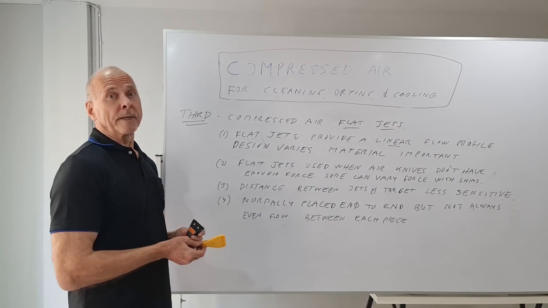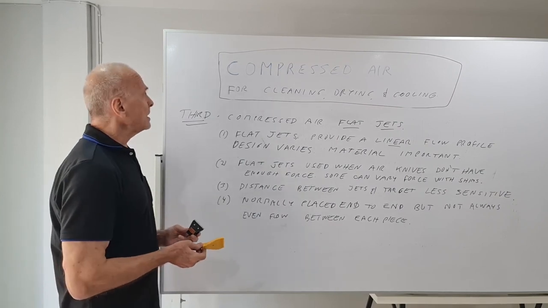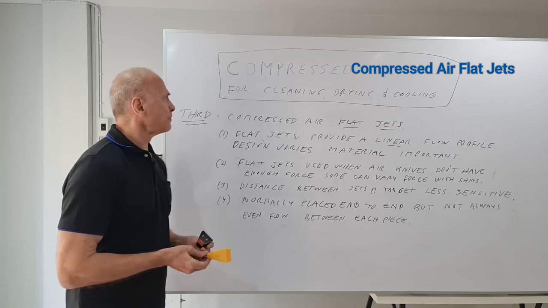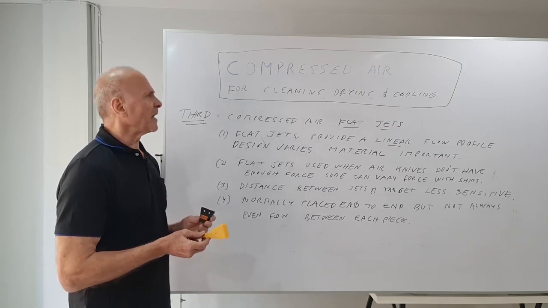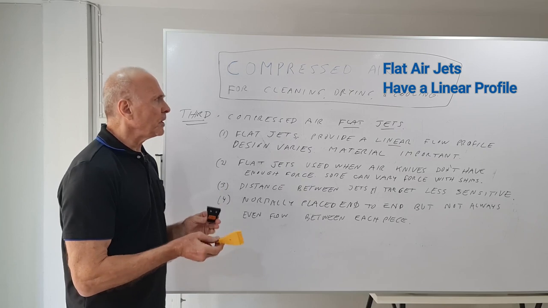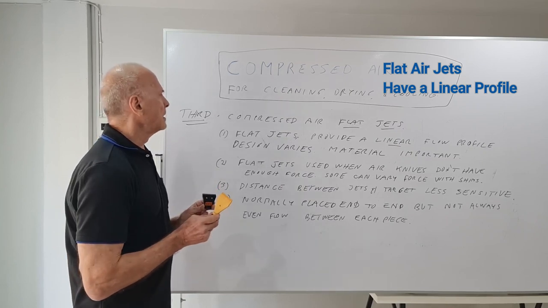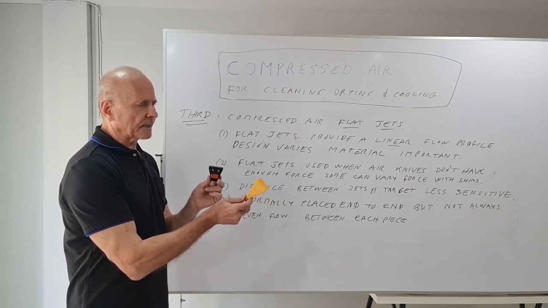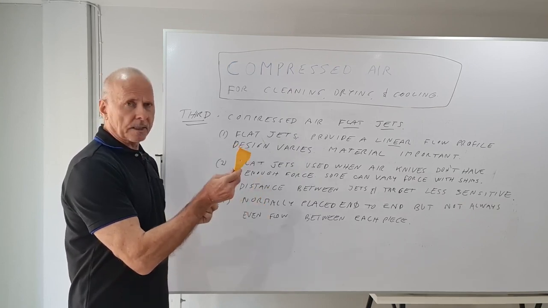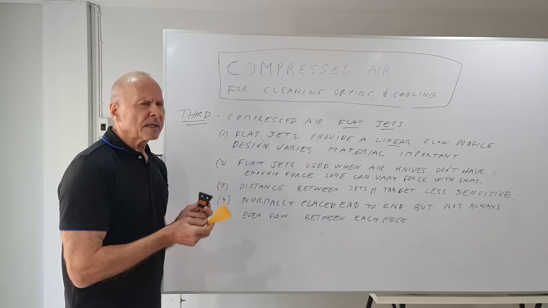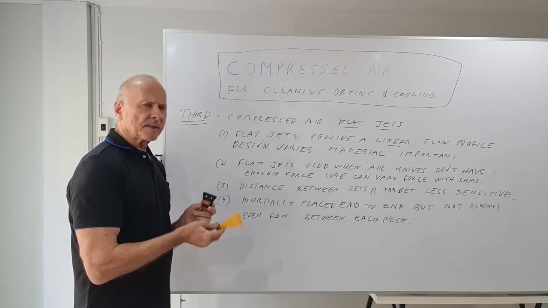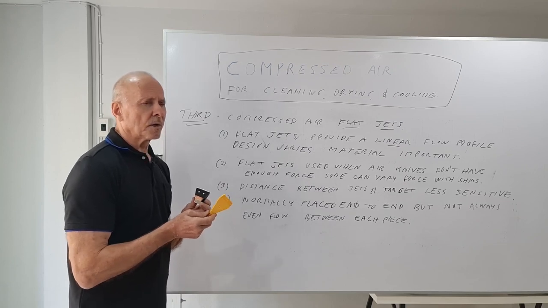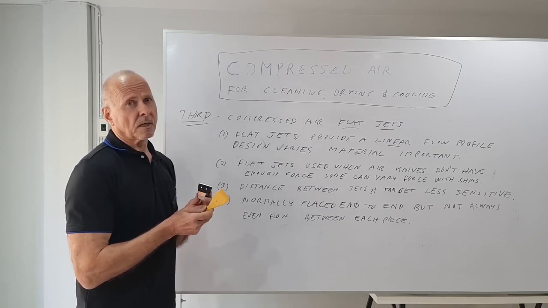The third product range to consider for your application is a compressed air operated flat jet. Flat jets provide a linear flow profile. And designs do vary from one to another. I have two different designs in my hand, the Nex Flow design and a plastic one. Material is important. If you're going to be using a plastic material, make sure it's in an area where if it breaks, it's not going to cause a problem.